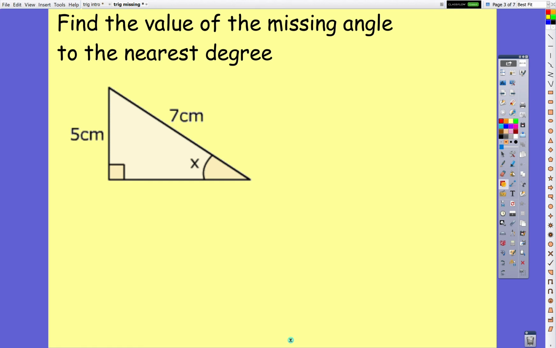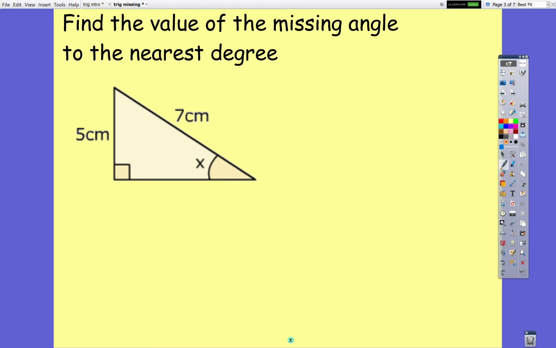Right, let's get started with these. Okay, these ones are when you're trying to find a missing angle. Now I suggest that you have a look at the finding missing lengths one first before you attempt this one. Once you've got the grasp of the missing lengths, then the angle ones are a bit easier.